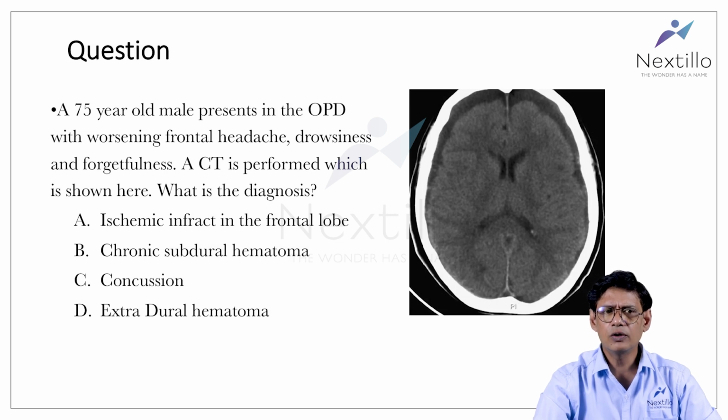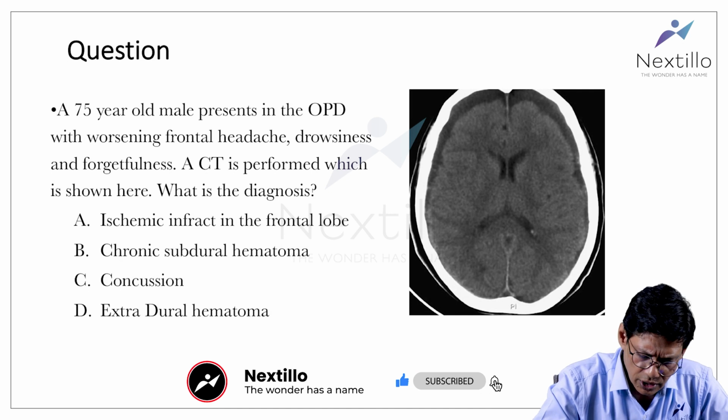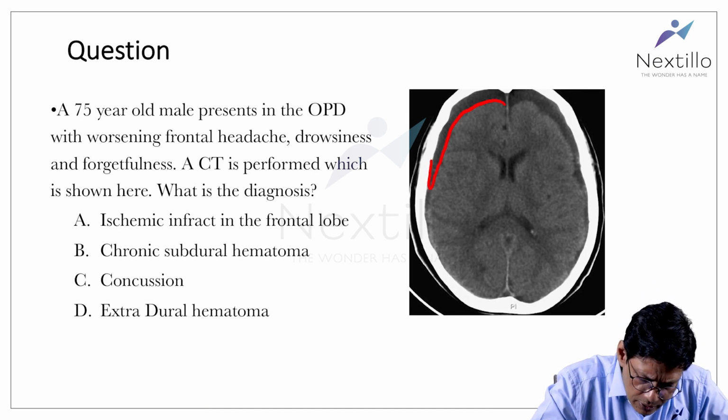A 75-year-old male presents in the OPD with worsening of the frontal headache, drowsiness and forgetfulness. A CT is performed which is shown here. What is the diagnosis? The finding in this non-contrast CT scan, if you see the frontal area over here, this is what the finding is.